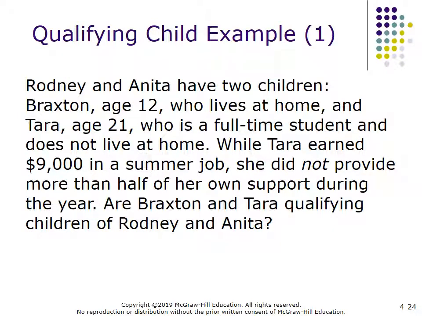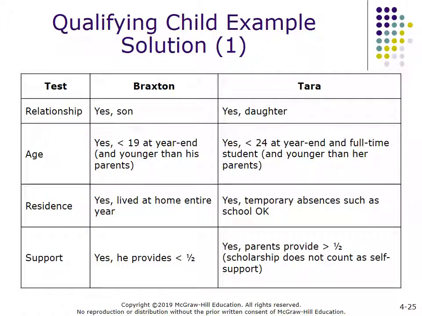Rodney and Anita have two children. Braxton's 12, lives at home, and Tara's 21. She's a full-time student and does not live at home. While Tara earned $9,000 in her summer job, she did not provide more than half of her own support during the year. Are Braxton and Tara qualifying children of Rodney and Anita?